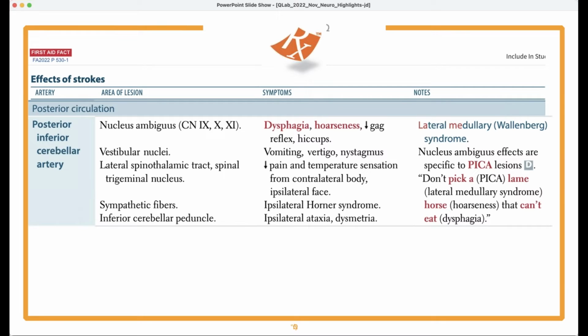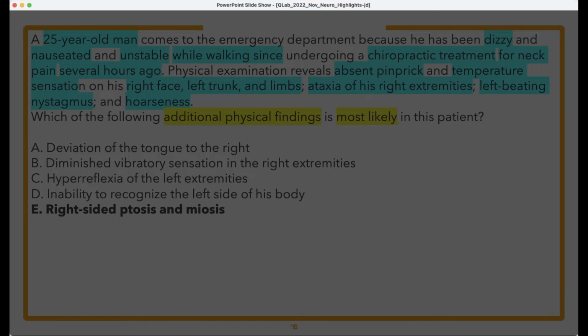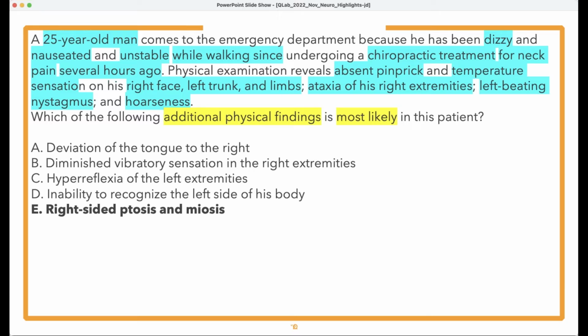Because that's affecting the sympathetic fibers. So this patient might also, as a result, have ptosis and miosis, which was the correct answer here. So if we go back to the answer choices, hopefully you can see why E is the best answer here.